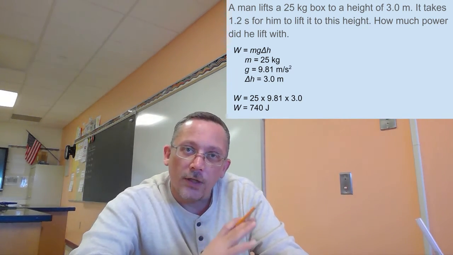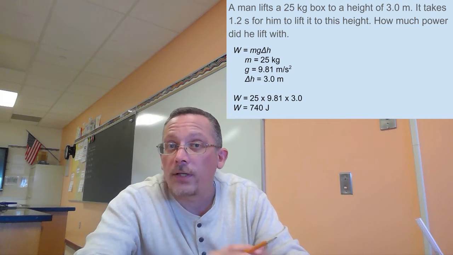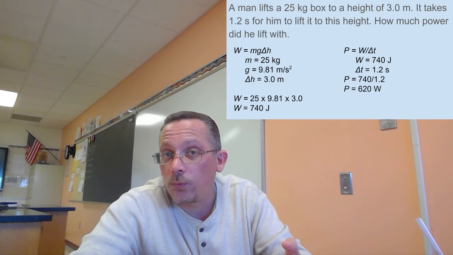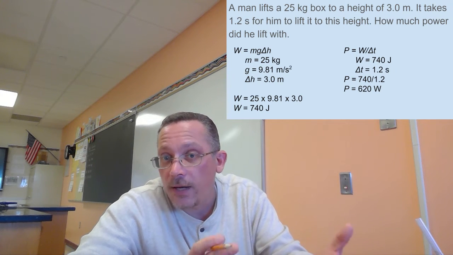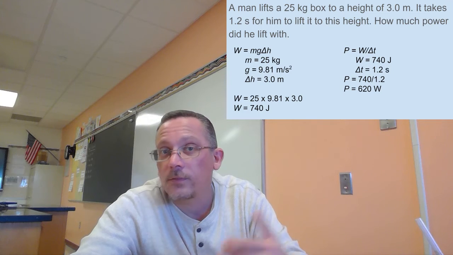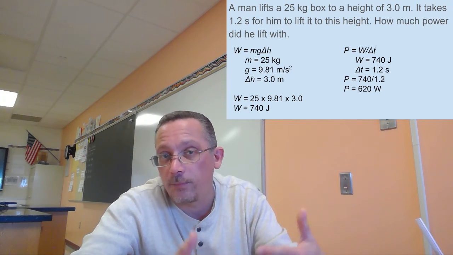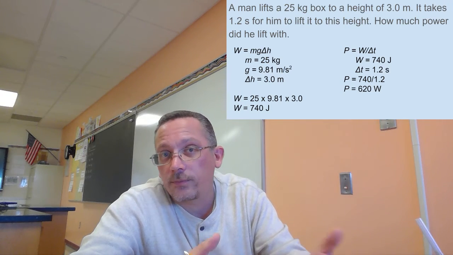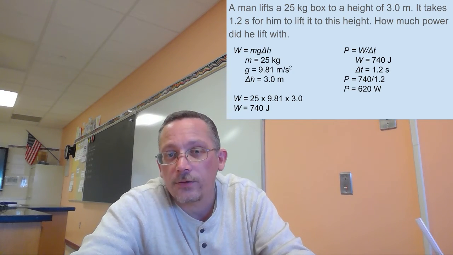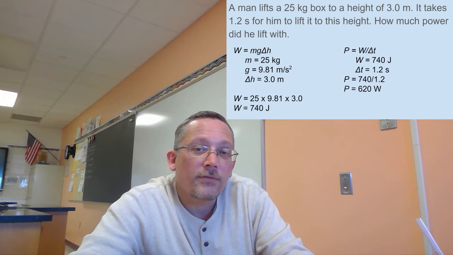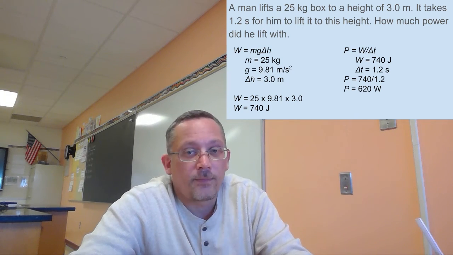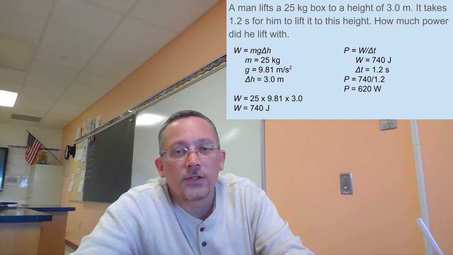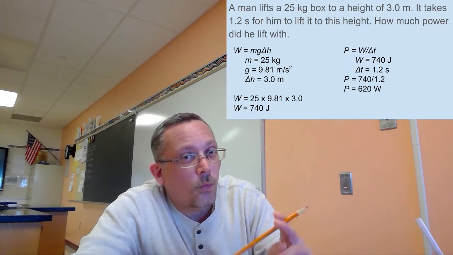Okay, now that I know the work, I can go ahead and find the power, because I know the work is 740 joules, and the problem told me the time was 1.2 seconds. So the power is work divided by time, so I'll take 740 divided by 1.2, and we need that to two significant figures, because both numbers had two significant figures. So I'll divide that, and I'll round the answer off to 620. Since that's power, the unit that goes on power is watts. So the power is 620 watts.